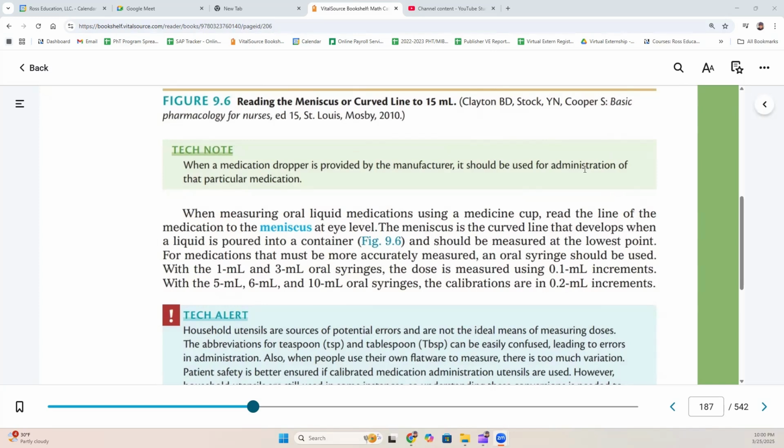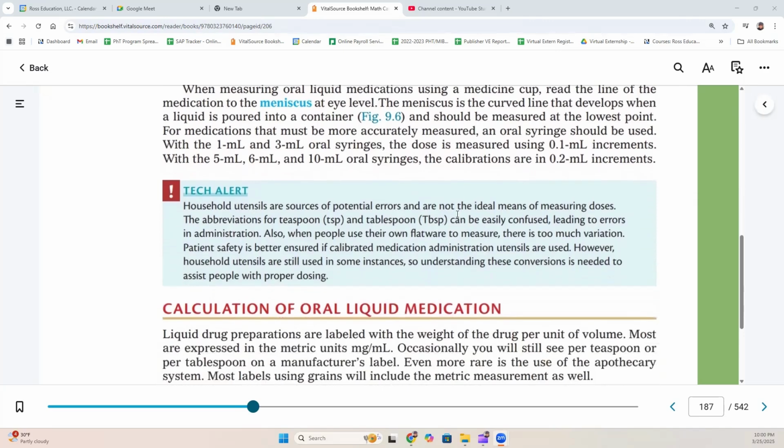When measuring oral liquid medications using a medicine cup, read the line of the medication to the meniscus at eye level. The meniscus is the curved line that develops when a liquid is poured into a container and should be measured at the lowest point. For medications that must be more accurately measured, an oral syringe should be used. With the 1 ml and 3 ml oral syringes, the dose is measured using 0.1 ml increments. With the 5 ml, 6 ml, and 10 ml oral syringes, the calibrations are in 0.2 ml increments.